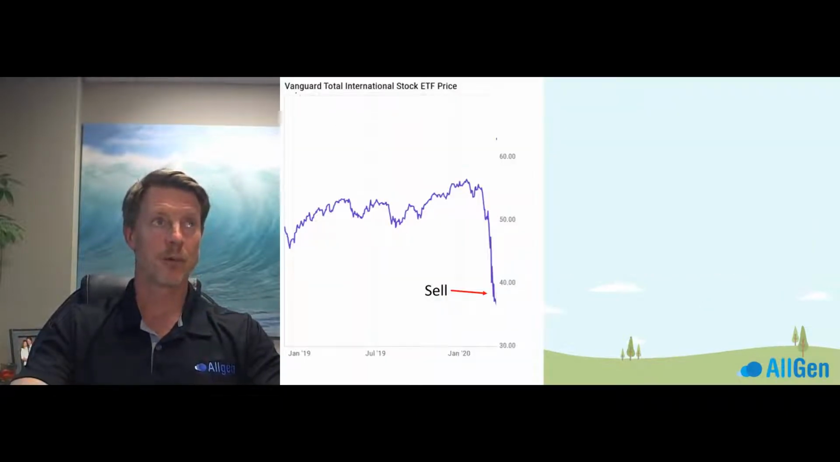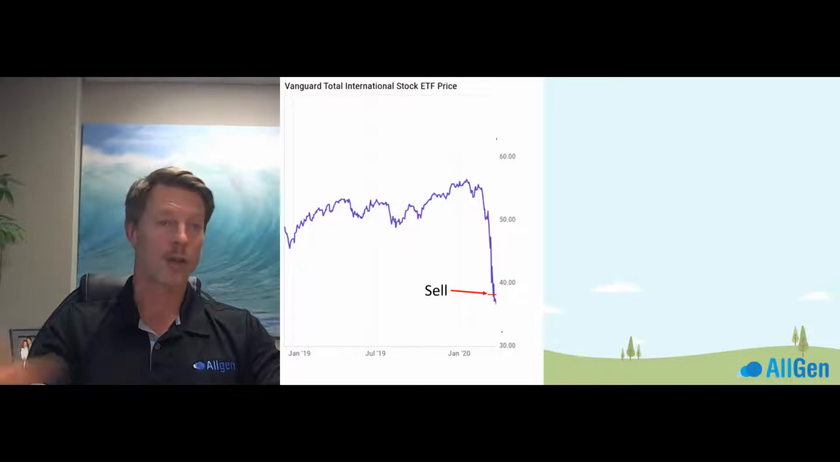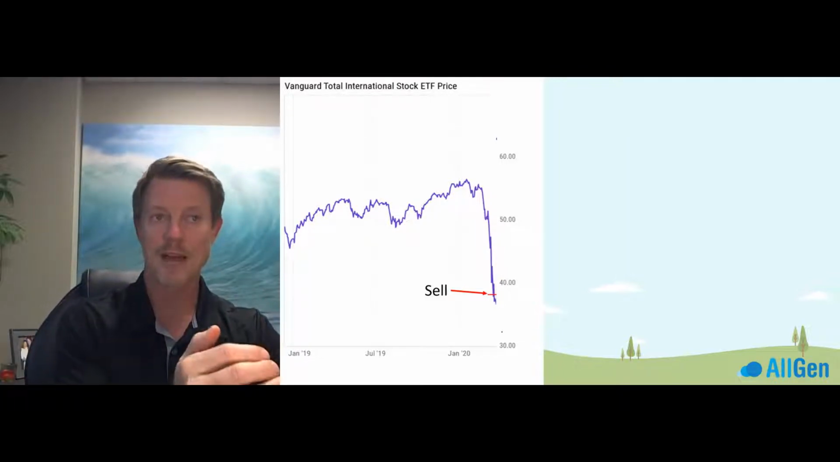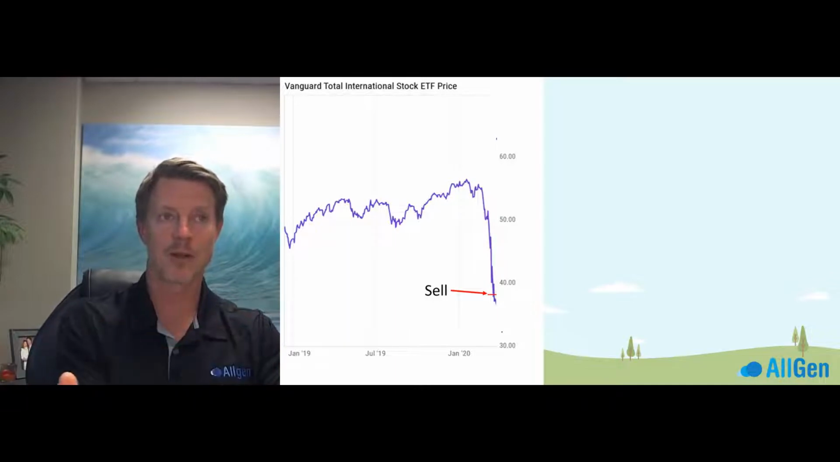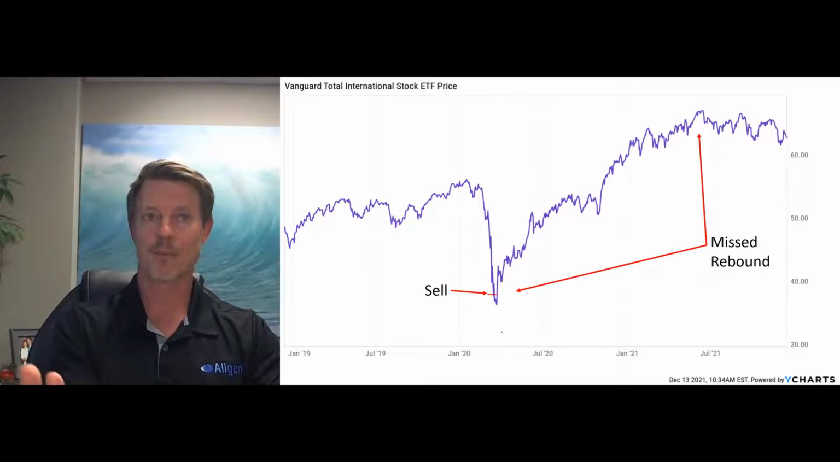So let's say, for example, we take that same position, the Vanguard Total International Stock Fund, and here it was just trending nicely, going up, and then all of a sudden it went down a lot, and then you sold it right here in order to take that 20% or that $20,000 loss. Well, what happens inevitably when something goes down, especially when an index goes down? Usually it comes back up, right?